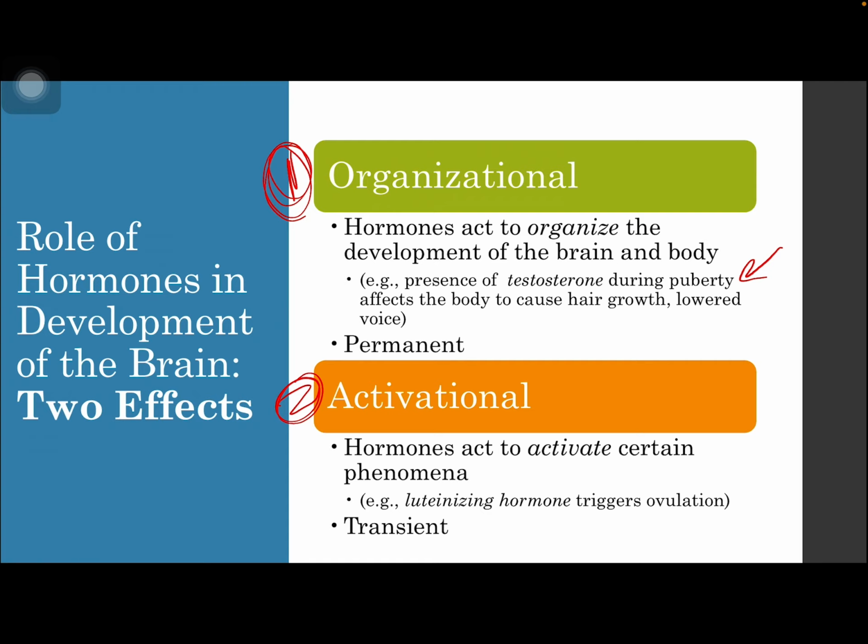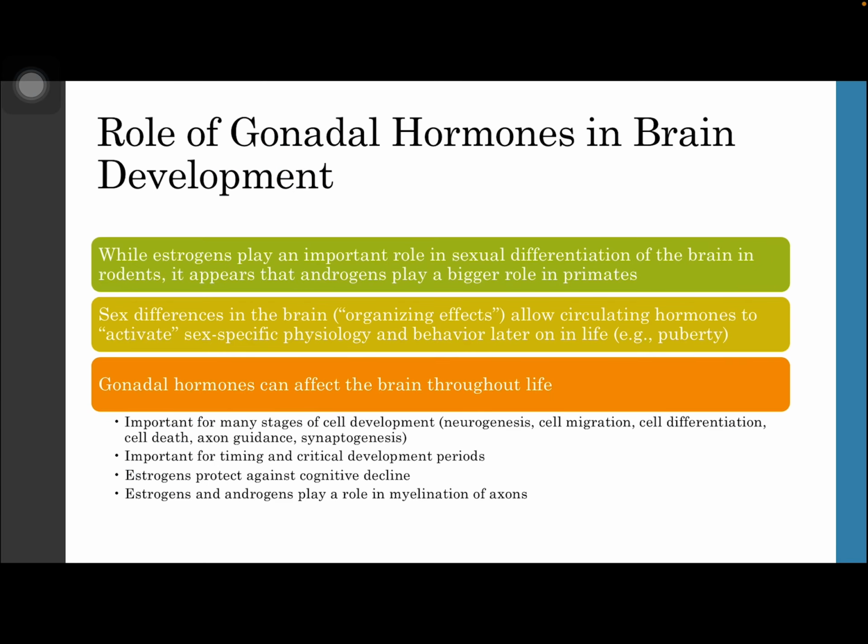So, for example, luteinizing hormone is going to trigger ovulation. That happens every 28 days or so, every month or so, in a female body. And that is not permanent. It's going to happen sort of like clockwork, but it's going to activate a particular process.